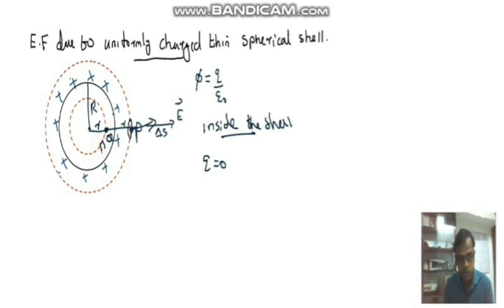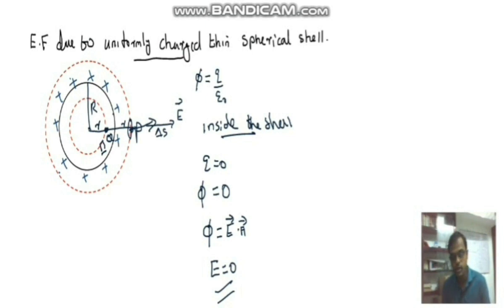So this is the second Gaussian surface. What is the flux equal to? Flux is equal to 0. If flux is equal to 0, with the formula phi equals E dot A vector, what is the electric field here? Electric field is equal to 0. So what have we concluded here? Charges are distributed on the surface. Outside, there is an electric field.